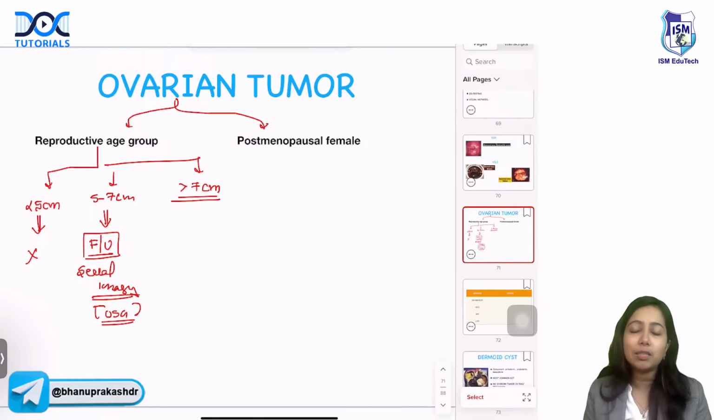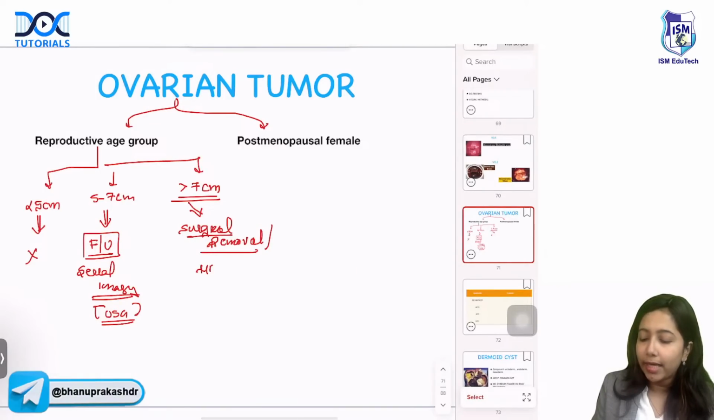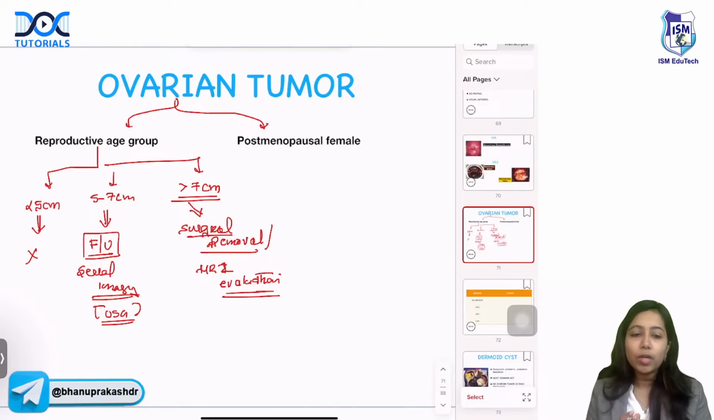More than 7 centimeter is the time where we either go for a surgical removal, or the other option is at least you have to do an MRI evaluation. So more than 7 centimeter, surgical removal or at least MRI evaluation has to be done in these patients. This is how you are going to evaluate the patient with ovarian tumor.